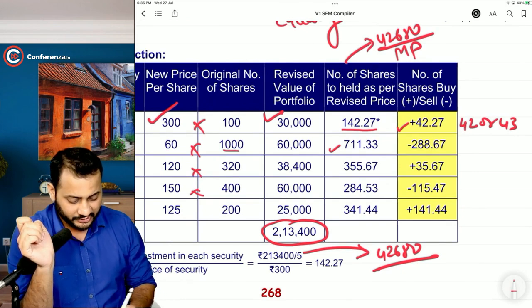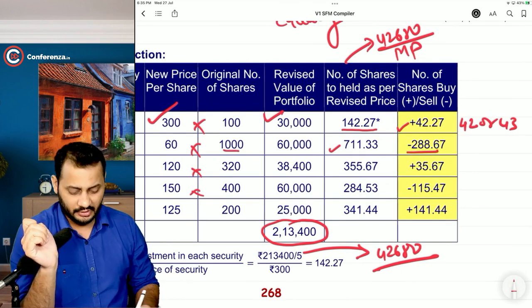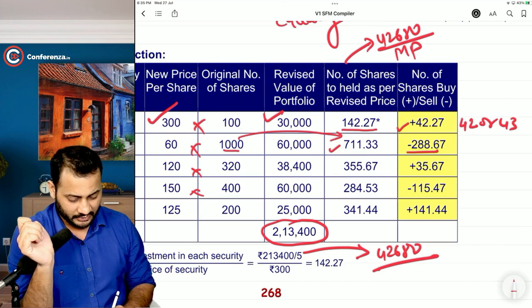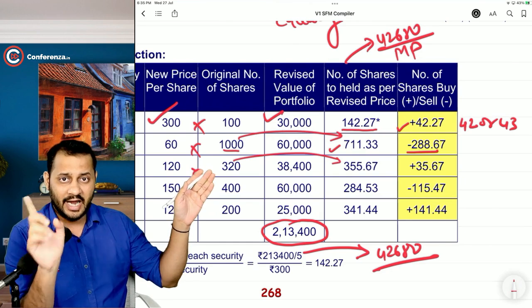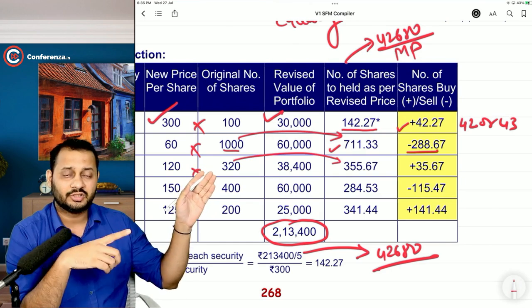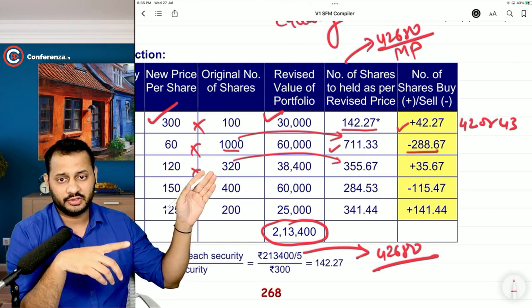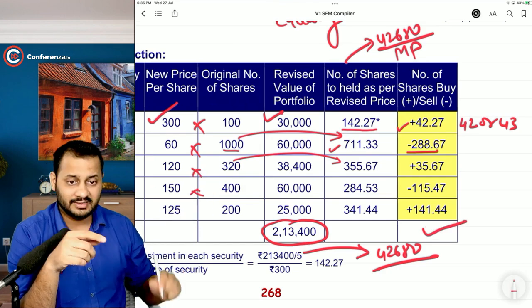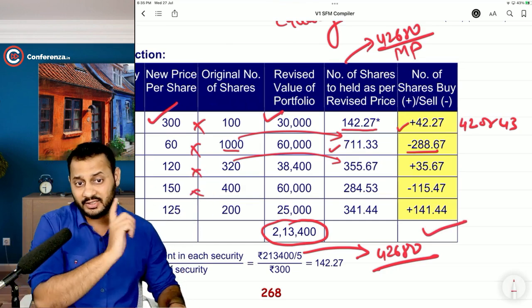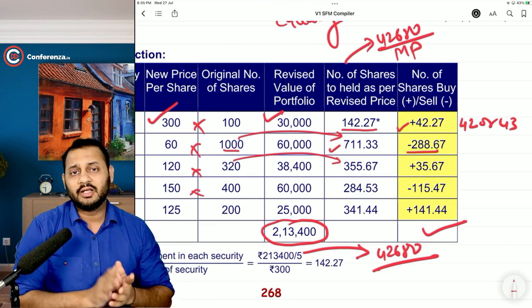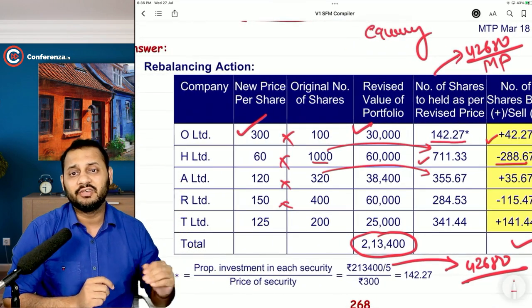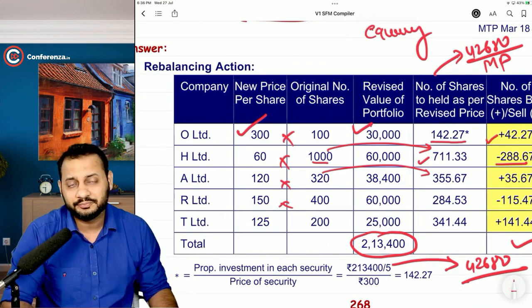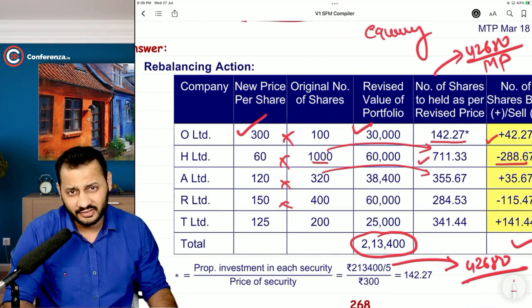You had 1000 shares, you need to sell off 288. 1000 minus 711, 320 and 355. The difference between the stocks that you had and the stocks that you should have, the number of stocks. So the difference should be the buy and sell. This is going to be the rebalancing activity, the last column, in order to maintain the equal balance in each and every stock. That's it. The question is over. It's very simple. Was that difficult?